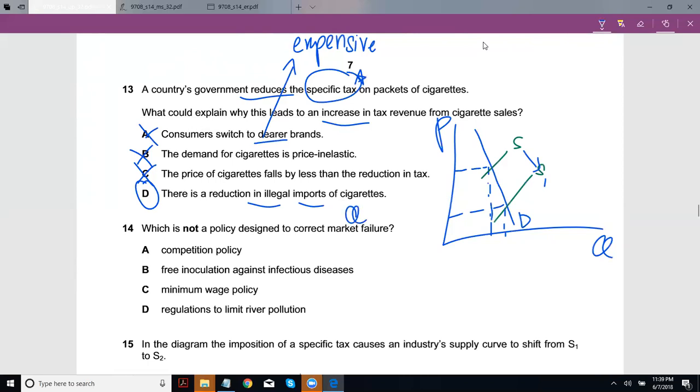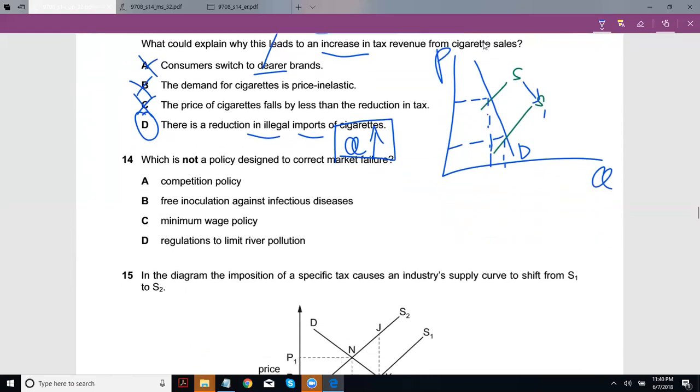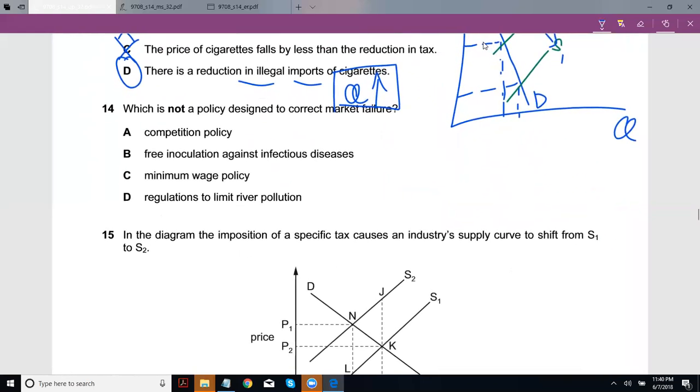There is a reduction in illegal imports of cigarettes, and that makes sense because that means your quantity of legal packets of cigarettes goes up. So obviously there are more people consuming legal packets of cigarettes, and if they consume legal packets, they're going to pay tax on it. So there are more people paying that indirect tax. And it also makes sense because when there's less tax on the legal packet, you might as well buy the legal packet than go through the hassle of illegally importing it.